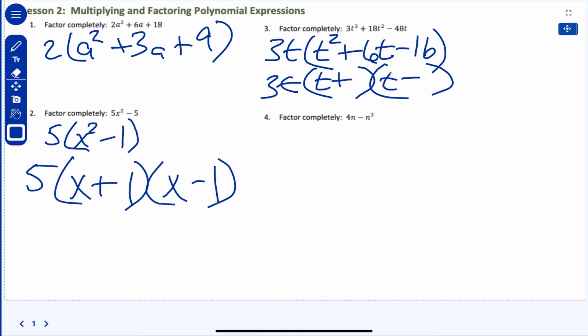It's what? Two numbers? The last number, negative 16. What two numbers can we multiply together that we can also combine to get the 6? So what can we multiply together to get negative 16 that we can combine to get a positive 6? We're going to have two numbers.